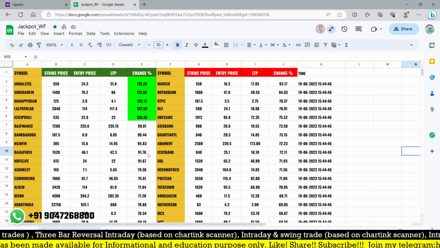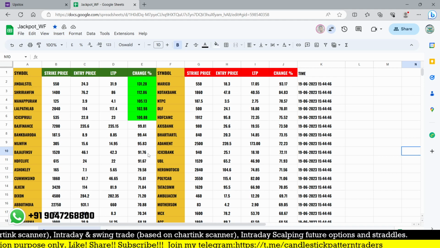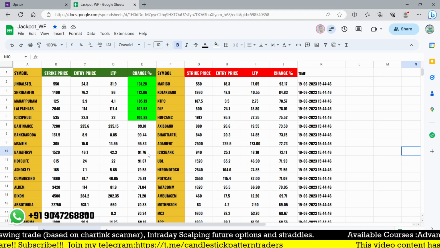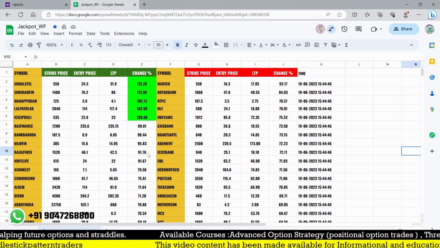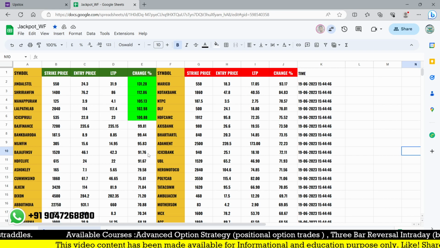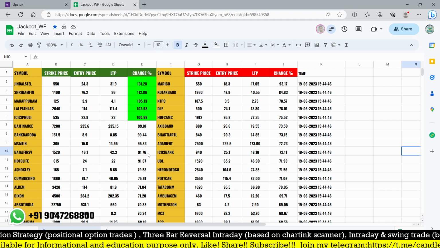If you want the sheet for your own purpose, you can use it. I don't restrict you. But you should apply whatever trading strategies you have, make use of the sheet, and based on that you can make a trade.